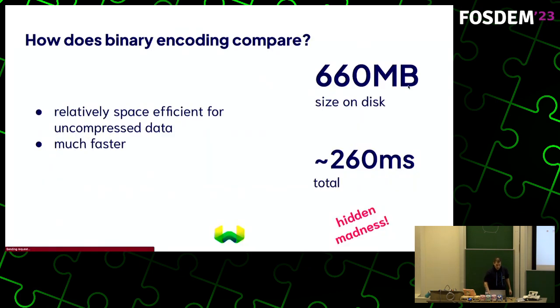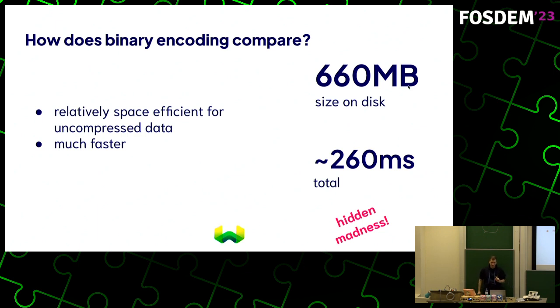So what happens when we do this? First of all, the good news, 660 megabytes, that's way less than our 1.6 gigabyte before. So basically, just by using a more space-efficient way to represent data, we've done exactly that. We've reduced our size. Also, it's much, much faster. So we were at 14 seconds before, and now it's down to 260 milliseconds.